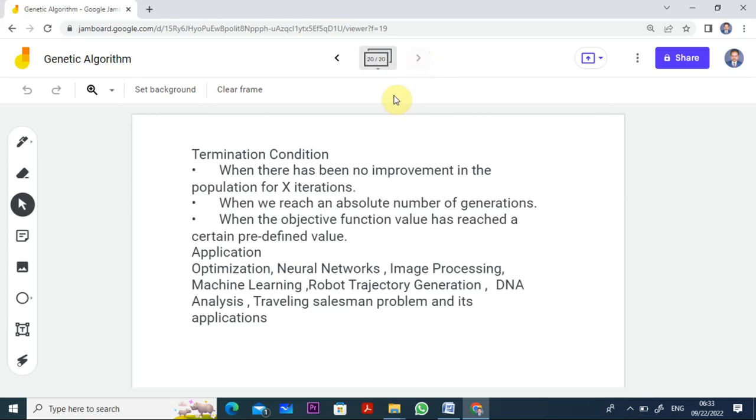In the next part of the video, we will give the complete coding for a case study, showing how to use this genetic algorithm in Python to solve some real-time problem.